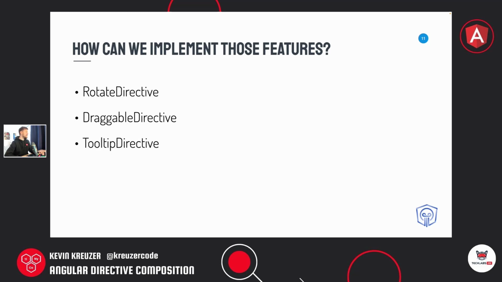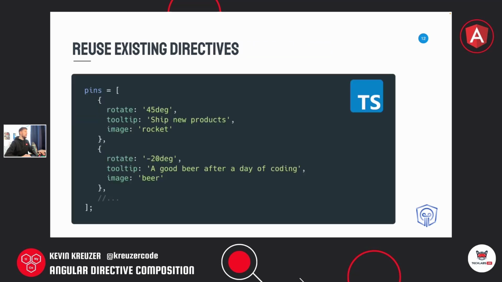We have all the directives in place. So what we can do is extend the definition in our TypeScript code. We have our pins array, which previously was just a string array, but now we refactor it into an array of objects. Each object has a rotate attribute, which is the input that we need for the rotate directive, a tooltip attribute, which is the input we need for the tooltip directive, and then still an image name, which was previously the string value.